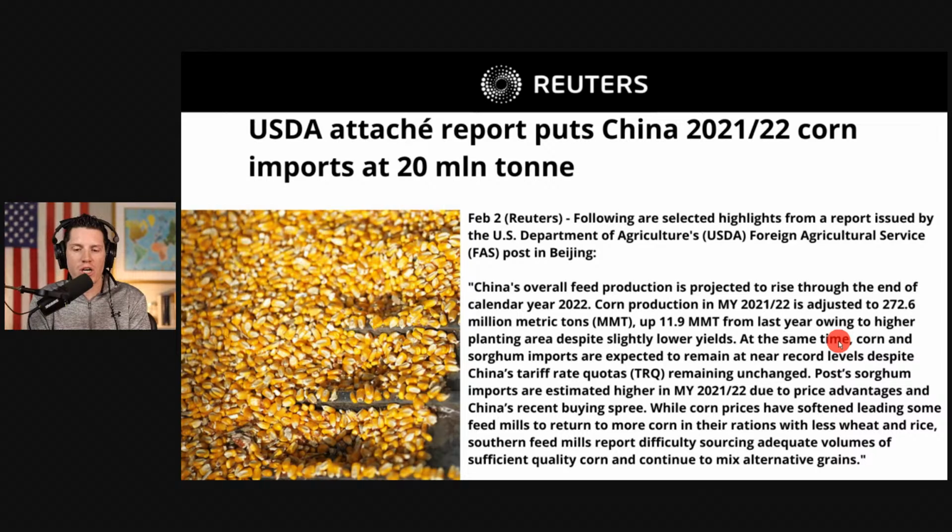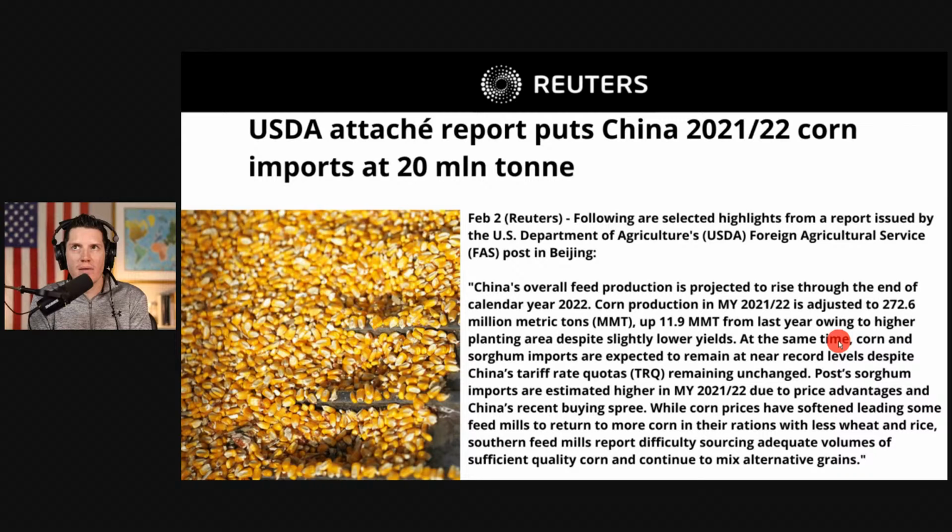The report from the China office said this: post-marketing year 21-22 corn import estimate is 20 million metric tons, 6 million metric tons below USDA's official estimate. Foreign Ag Service China expects local corn prices to eventually decline from last year's high, stock building to moderate, and demand to soften as imported corn stocks finally enter the market. So this is all very interesting in regard to China and Chinese corn imports.